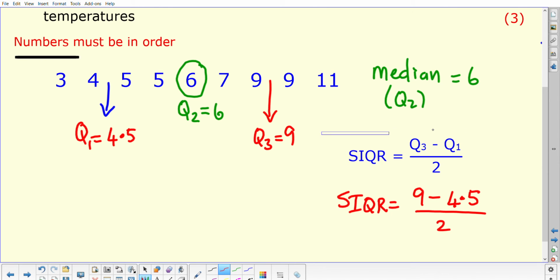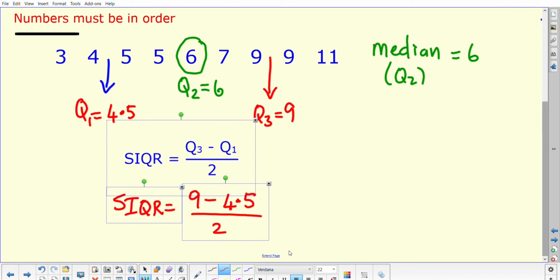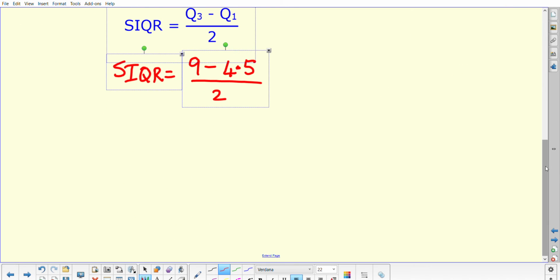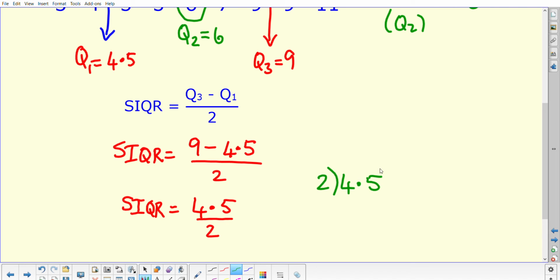So our working should follow on from what you've just worked out. Even if you make mistakes with your Q1 and your Q3, if you're using the correct formula and you sub in and correctly work out even for your wrong numbers, you might still get a follow-through mark. So 9 take away 4.5 is 4.5, and you're having to divide that by 2. So you would be doing 2 into 4.5, no calculator here.